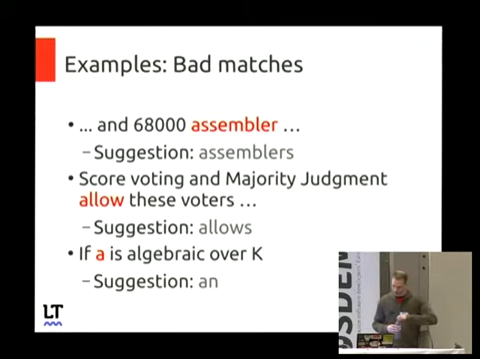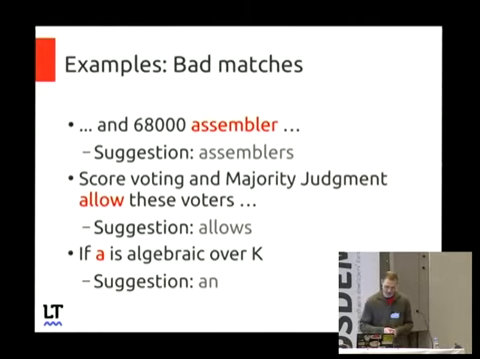So here are some examples of the bad matches, so not so useful matches that you get. It says "68,000 assembler" in the text, and LanguageTool suggests to use "assemblers," the plural form, because it doesn't know that 68,000 assembler is actually a kind of product name here.